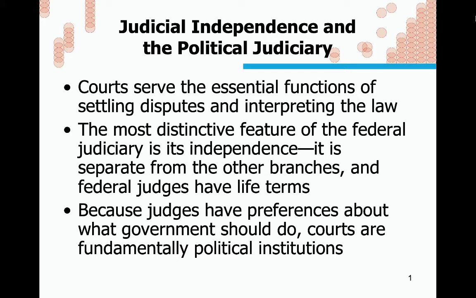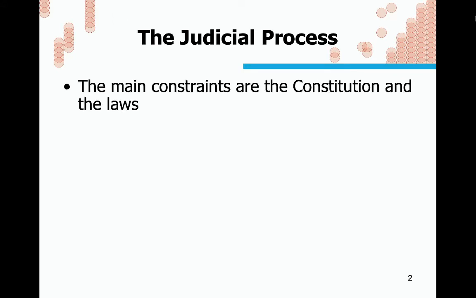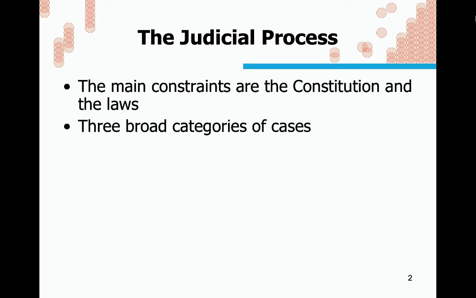Again, we know by now there's overlap and oversight among all three branches, but it's safe to say that the judicial branch is nominally the most independent of the other two, in part because federal judges have life terms and they're supposed to be rather insulated from politics, right? But judges are people and they have preferences about what government should do, and thus courts are ultimately political institutions as well. Looking at the judicial process here, the main constraints are the Constitution and the laws, right?